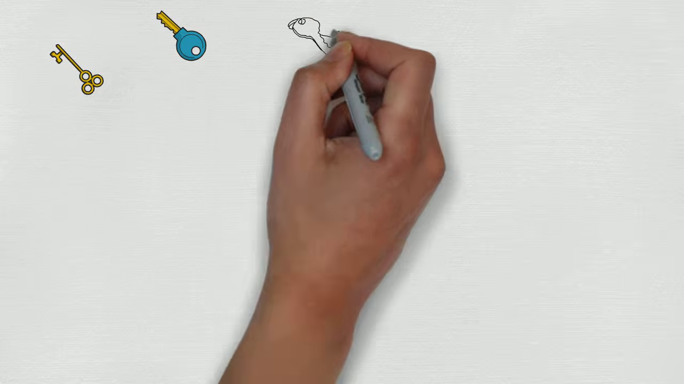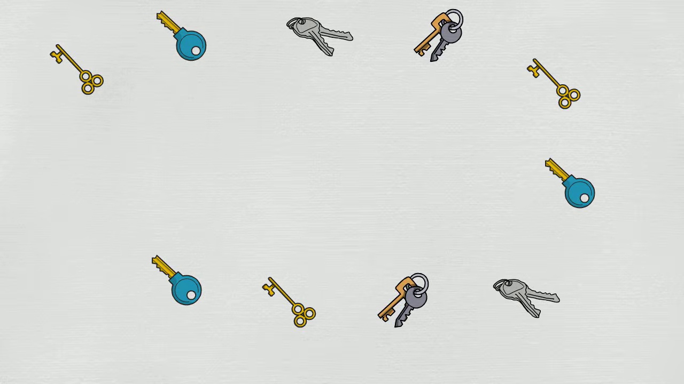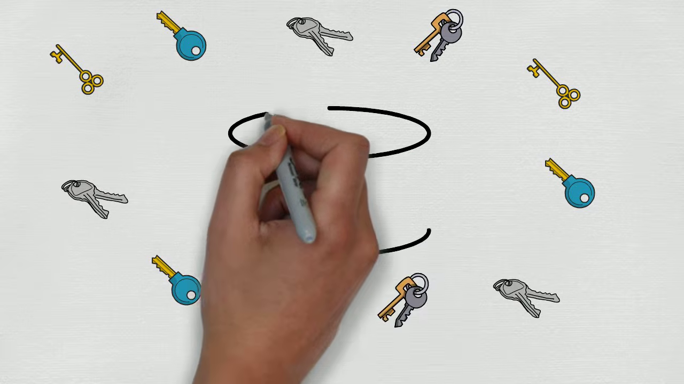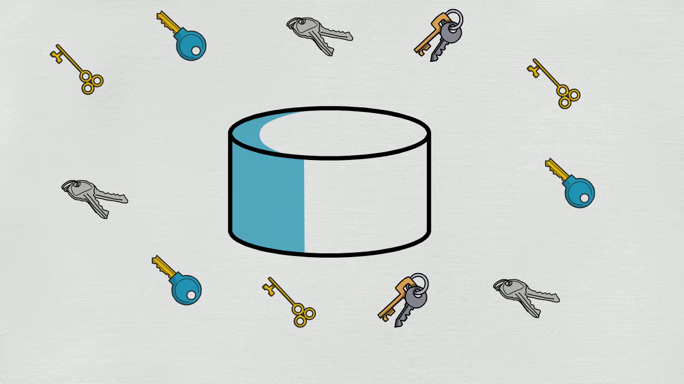In this video, we are going to talk about keys. To be specific, we're going to talk about the types of keys that crop up in relational databases. The range of terms that apply to relational database keys might seem a little intimidating at first.